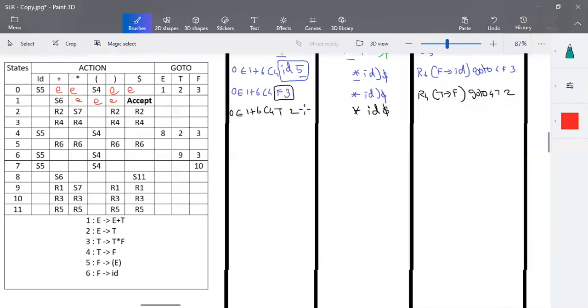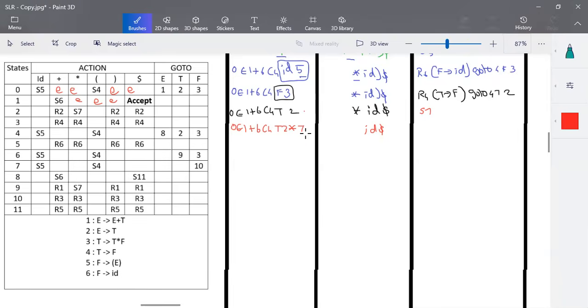So the next possible transition is 2 comma star. What is there in 2 comma star? 2 comma star consists of S7. S7 means shifting one element. 0, E, 1, plus, 6, open bracket, 4, T, 2 will remain as it is, and one element, the star, will be removed from the input and pushed into the stack along with going to state 7. The remaining input will be ID dollar.